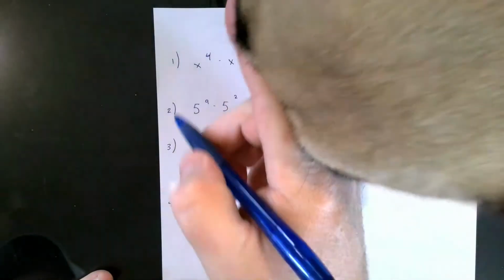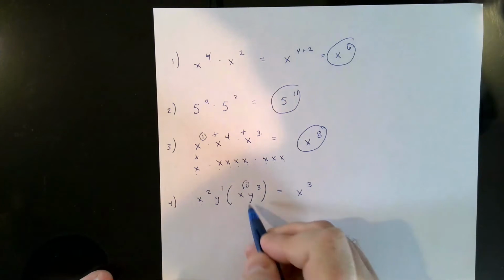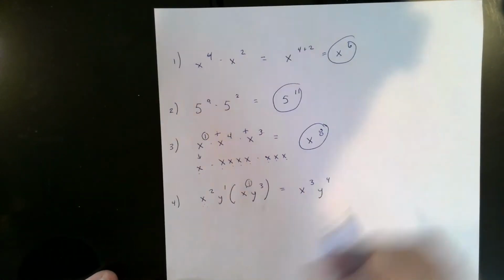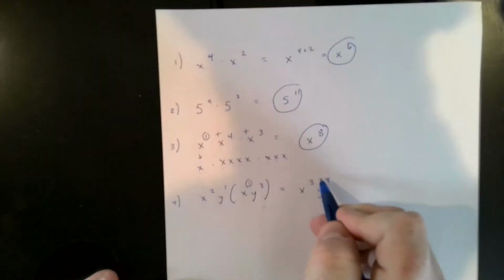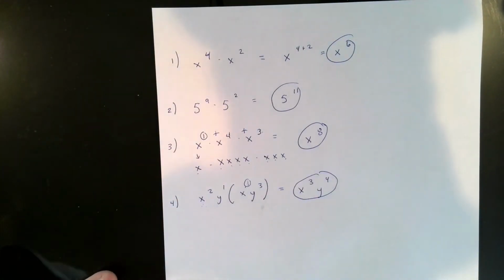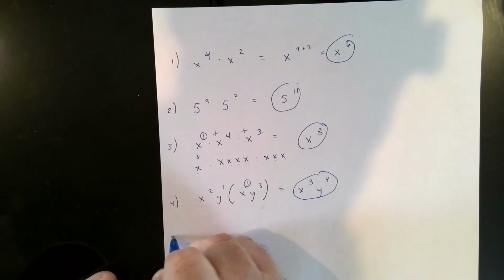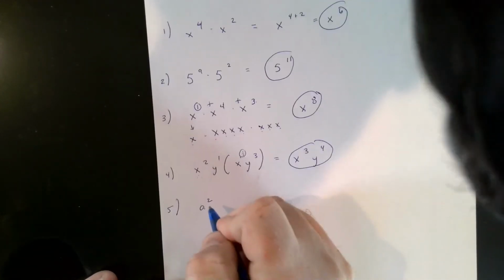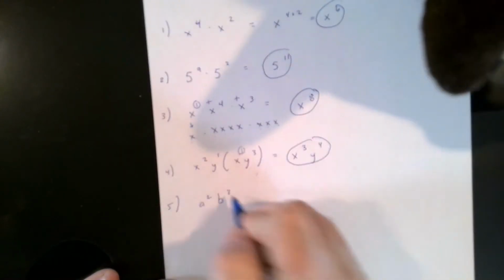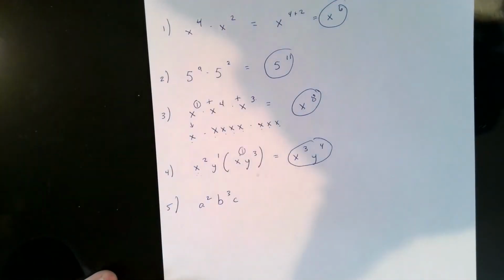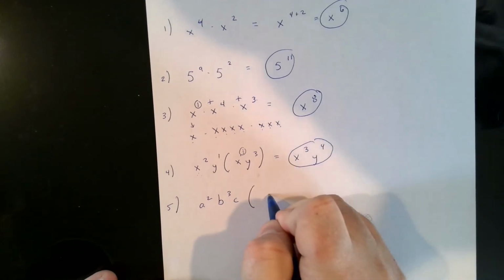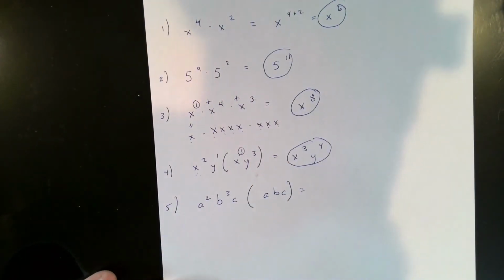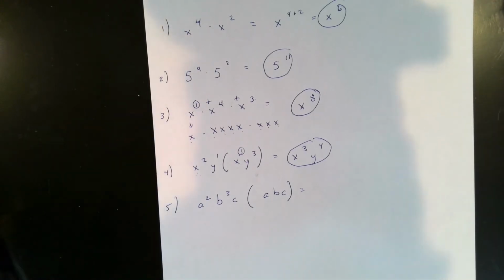So y to the third times y to the first, for a total of y to the fourth power. Okay? I want you guys to try this one. If you have a squared, b to the third, c, and let's times that by a, b, c. Take a second and see what you get there.